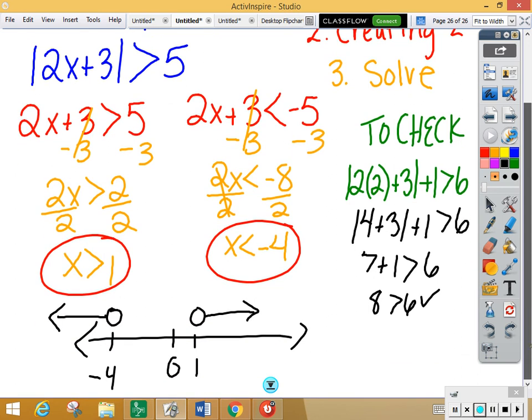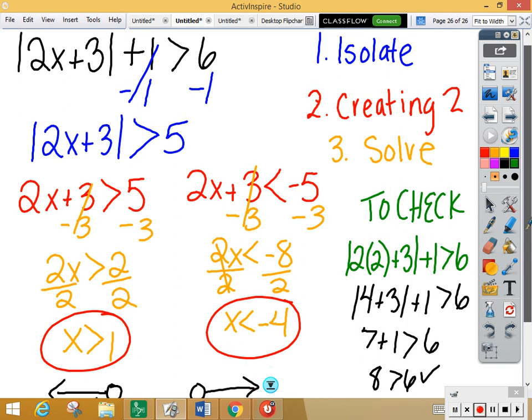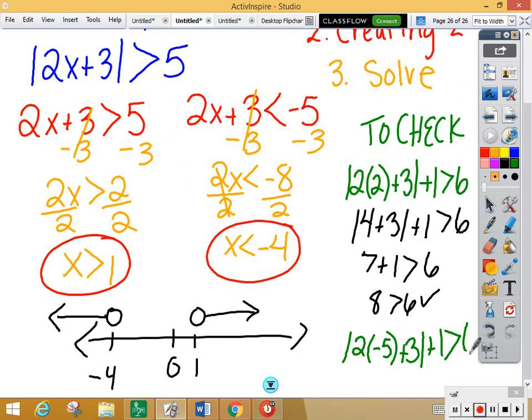So let's go ahead and check with the value of our x is less than -4. So let's do a value less than -4, which would be -5. So let's go ahead and plug that into our original x. So 2 times -5 plus 3, plus 1, where's my original equation, is greater than 6.